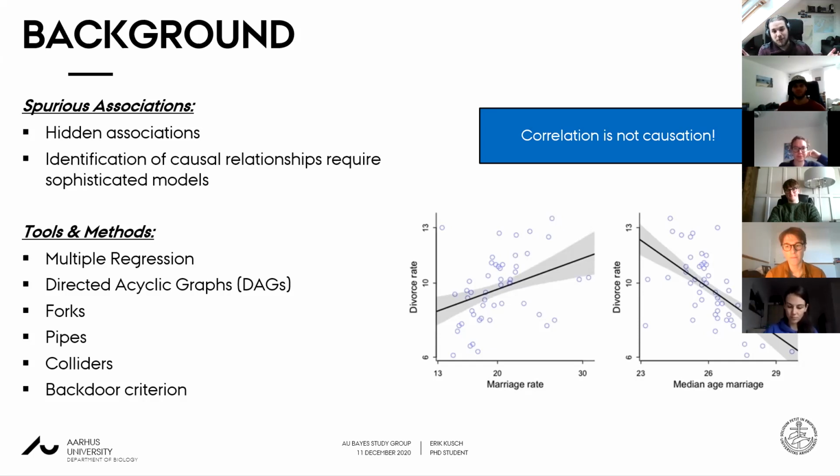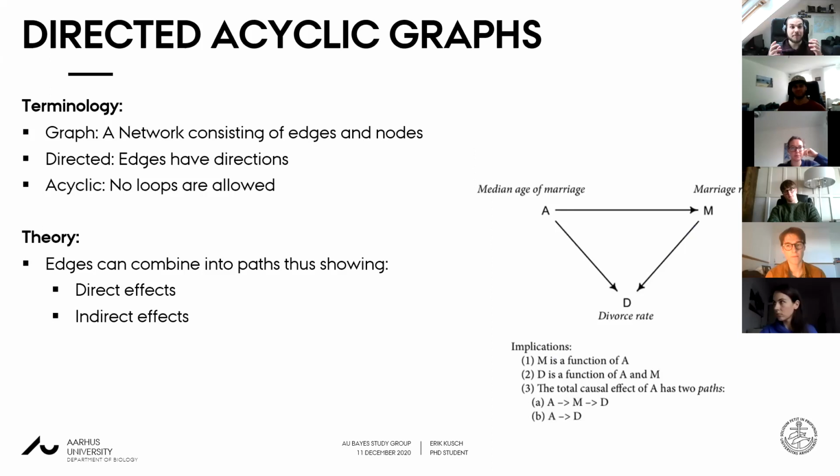That being said, the chapter was 40 pages long, and I can't fault McElreath for not going overboard. Other methods that he mentioned in passing that we haven't gotten around to yet are forks, pipes, colliders, and the backdoor criterion, but it seems as though we will get to this in the near future with the next few sessions.